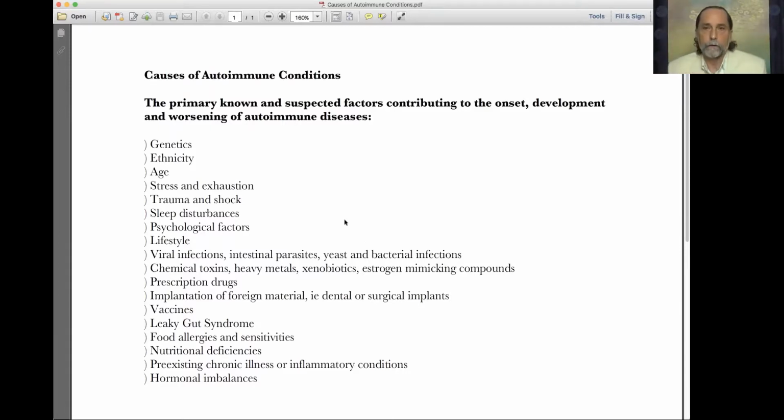And of course, what we look for is how many of these does it take? Well, if you have a genetic predisposition for a type of autoimmune condition, then you should be even more careful with your health, obviously. And the more of these factors that you have, the more you should work on removing them.